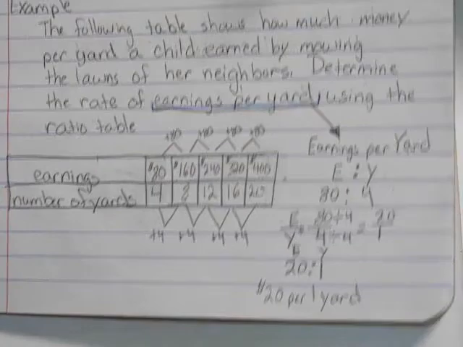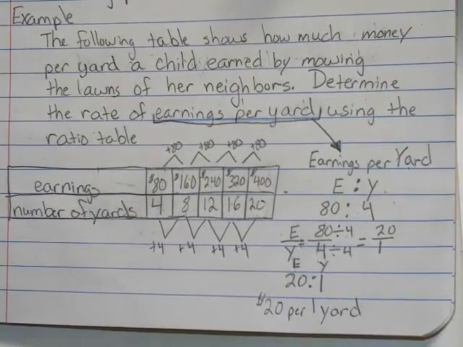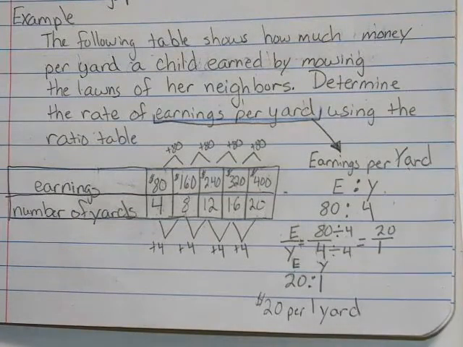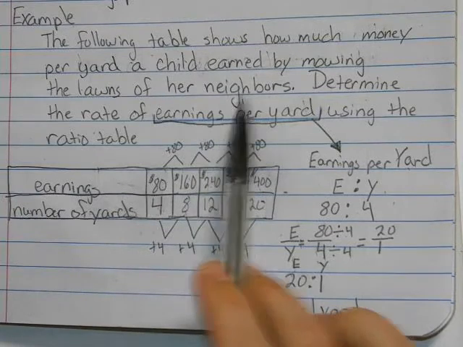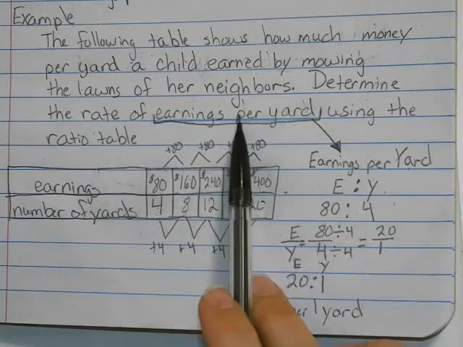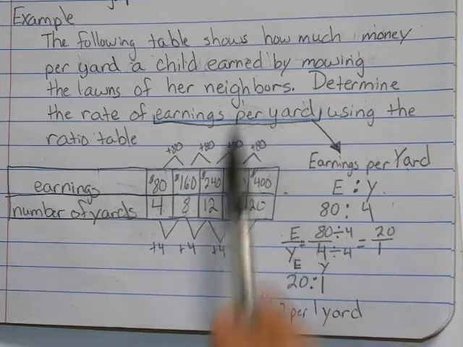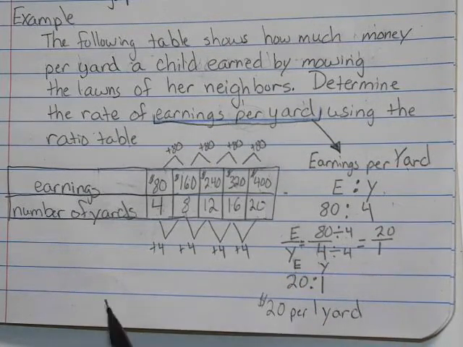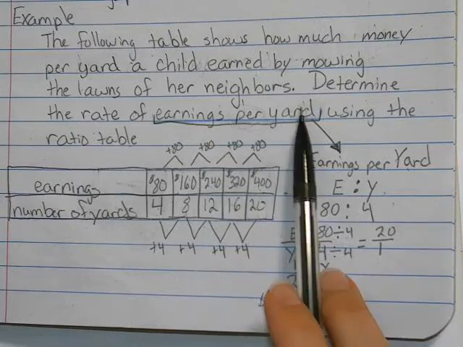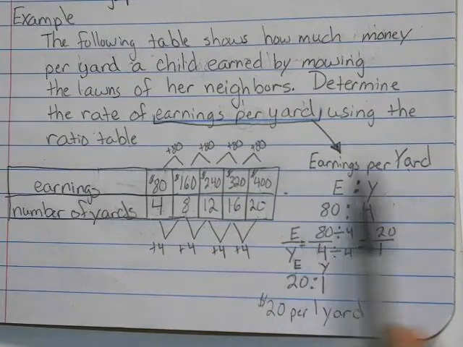The example that we're going to use states, the following table shows how much money per yard a child earned by mowing the lawns of her neighbors. Determine the rate of earnings per yard using the ratio table. This "per" is what notified me that a ratio is being discussed. Earnings per yard is the same as earnings to yards.